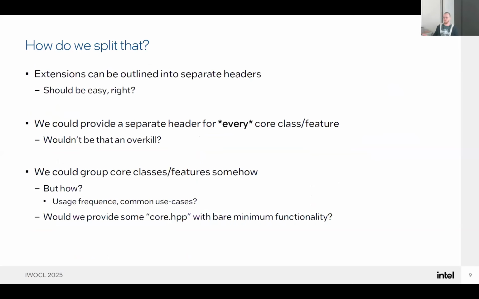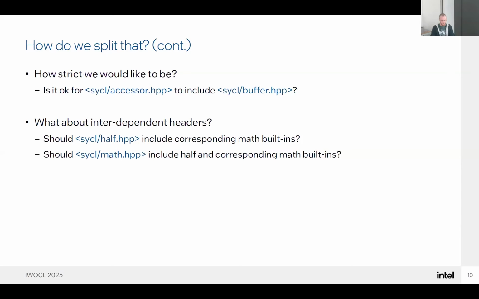And how do we split all of them? There are many questions: how do we group them? What are the rules? Do we provide some core set which is usable for everyone, and how do we define that set? If we are going to provide an absolutely separate header for each feature, that could be overkill. Some headers are not that heavy to be actually separated, and they are used together very often. So there are also questions about how strict we would like to be.